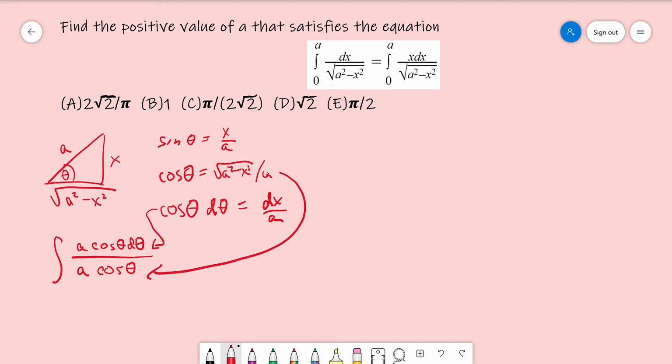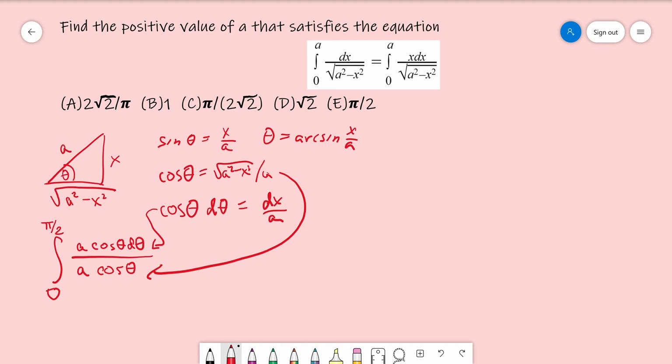And our limits of integration, well, when x is 0, then sine of theta, well, here I'll just write theta is equal to the arc sine of x over a. So when x is 0, arc sine of 0 is still 0. And when x is a, then arc sine of a over a is arc sine of 1. Which angle gives us a sine of 1? That's pi over 2. So we can write pi over 2 up here.